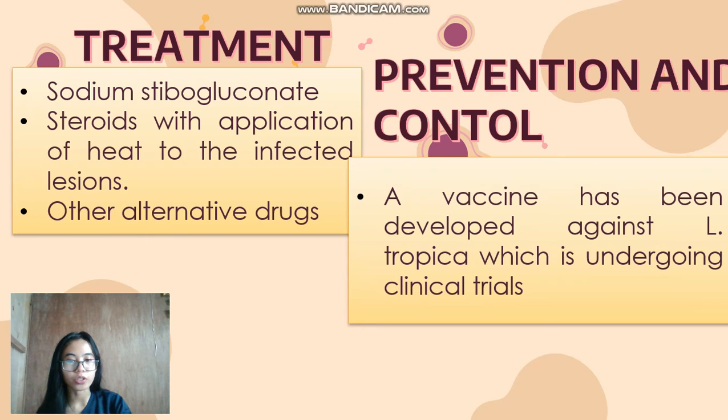So for prevention and control, preventive measures are the same as those for the different forms of leishmaniasis. However, unlike the other Leishmania, this disease has a vaccine that has been developed against L. tropica, which is undergoing clinical trials.